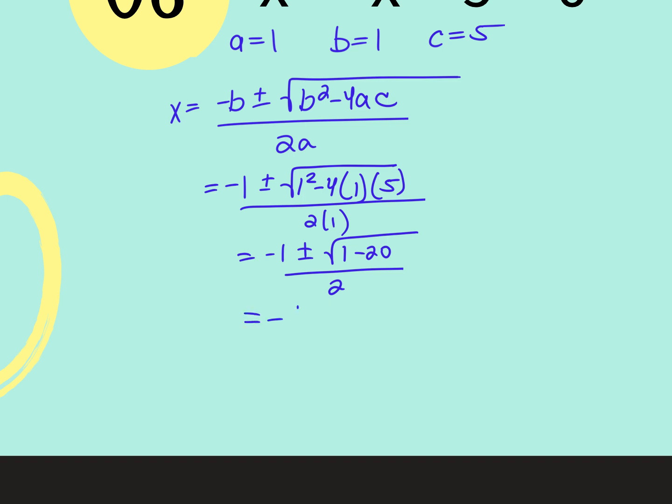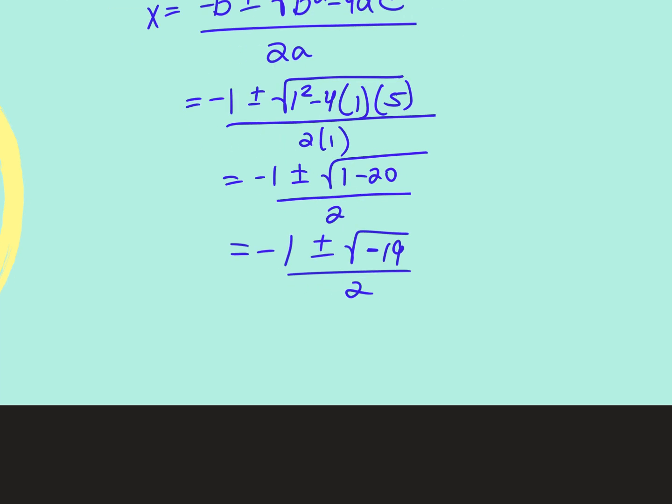All right, negative 1 plus or minus. What's 1 minus 20? Negative 19. Is it okay now, guys, to get a negative underneath the radical? A few days ago it wasn't. But now that we have introduced our imaginary numbers, we know how to handle that. I'm going to rewrite it just so I don't forget as negative 1 plus or minus negative 1 times the square root of 19. Can I break 19 into a perfect square and a non-perfect square? No, so just leave it.